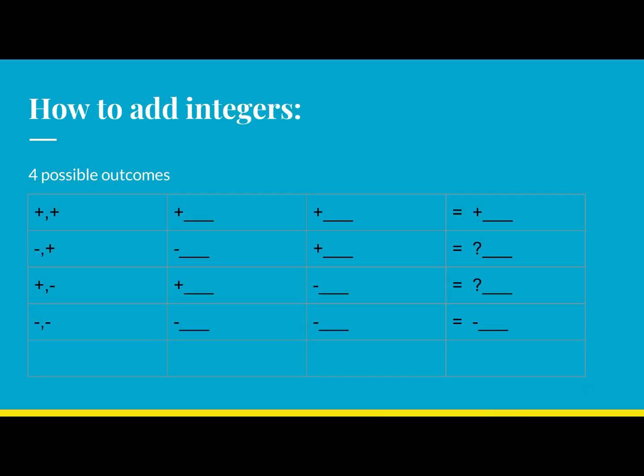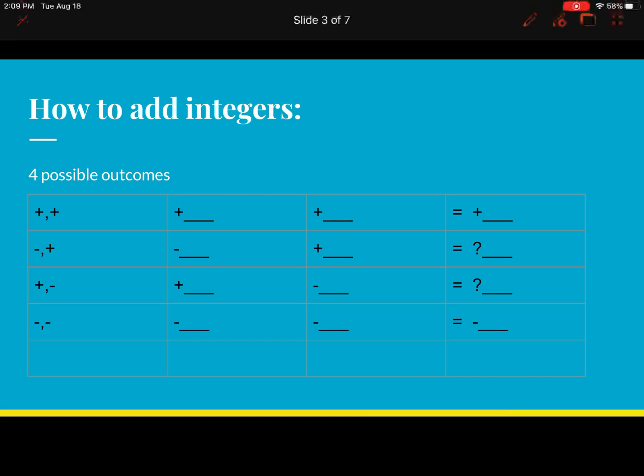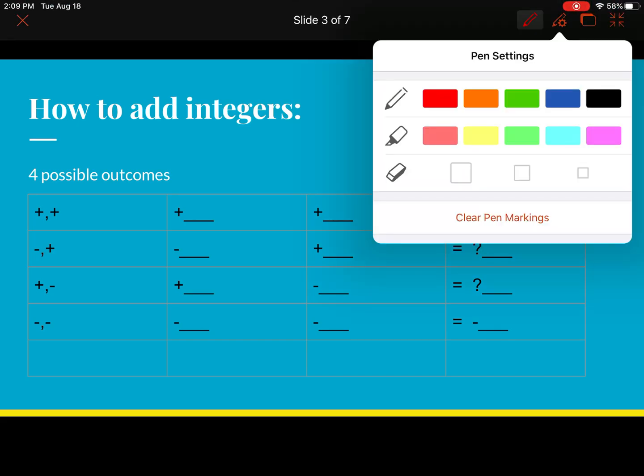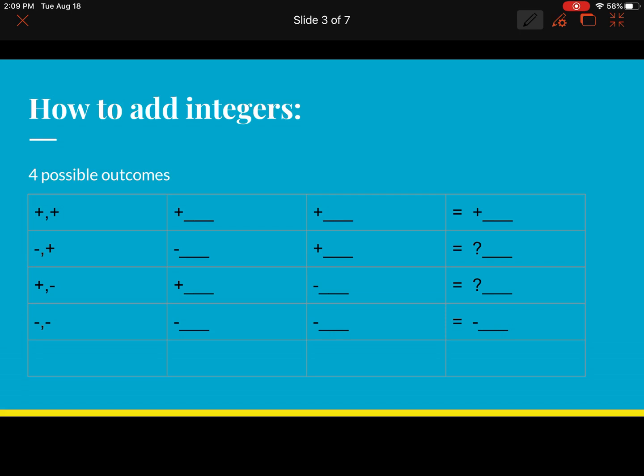Now, how do we add integers? When adding integers, we are going to have 4 possible outcomes. So when you're adding a positive integer and a positive integer, you will always get a positive integer. So we can see if we add a positive 7 plus a positive 7, we will get a positive 14.